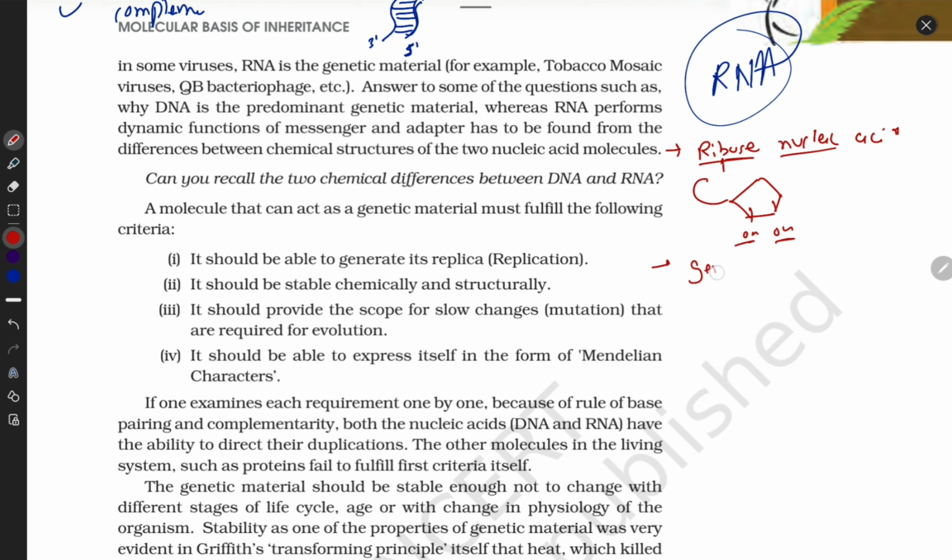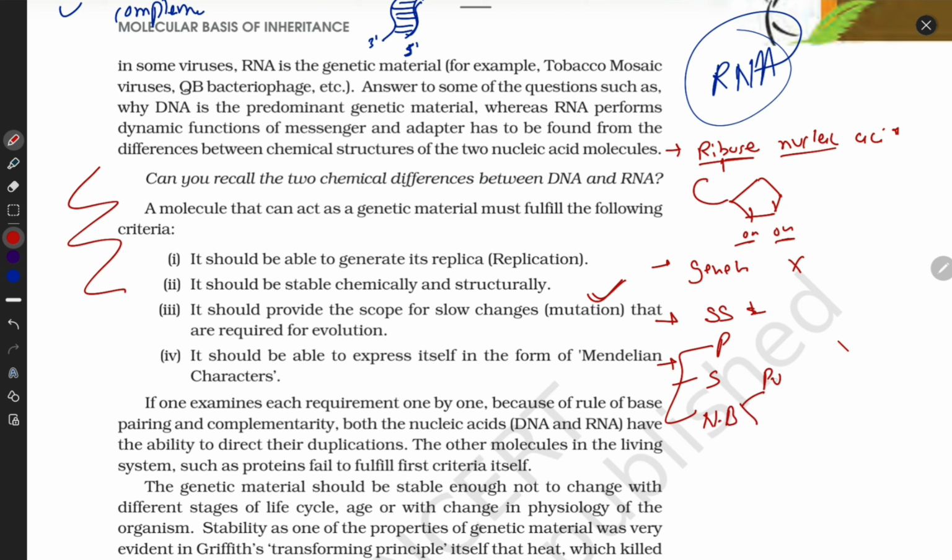Now this is not a genetic material, but yes, they work as a genetic material in primitive organisms like bacteria and viruses. Next, they are single-stranded structures, and they are made up of what? Phosphate, sugar, and nitrogen base.